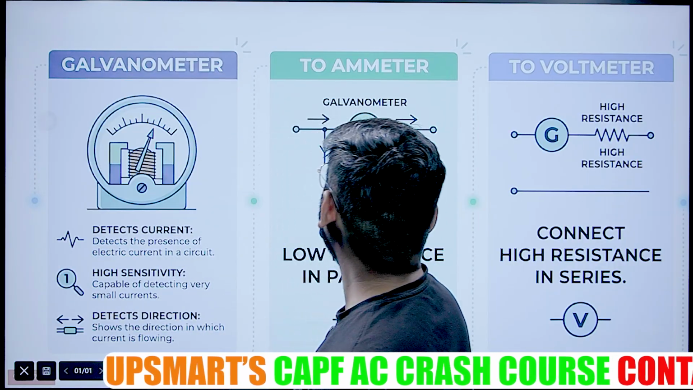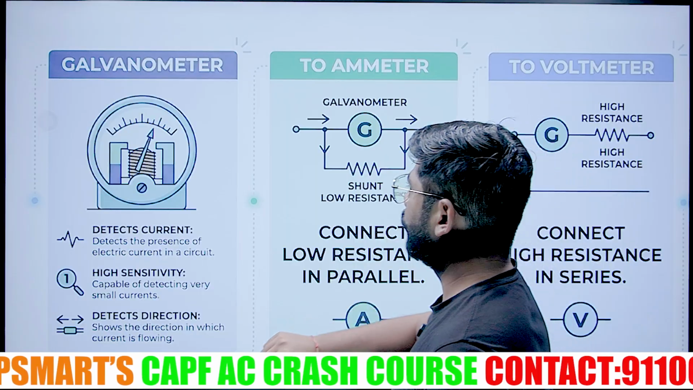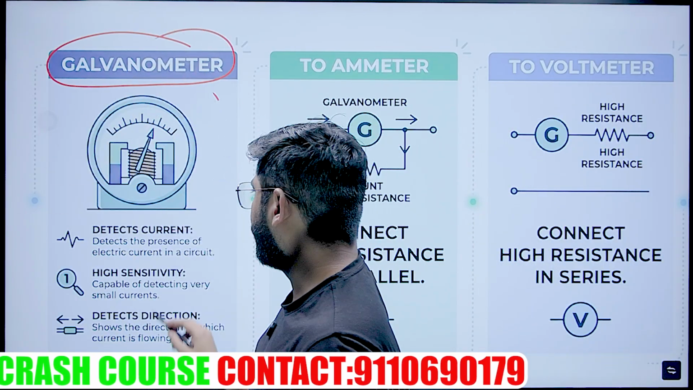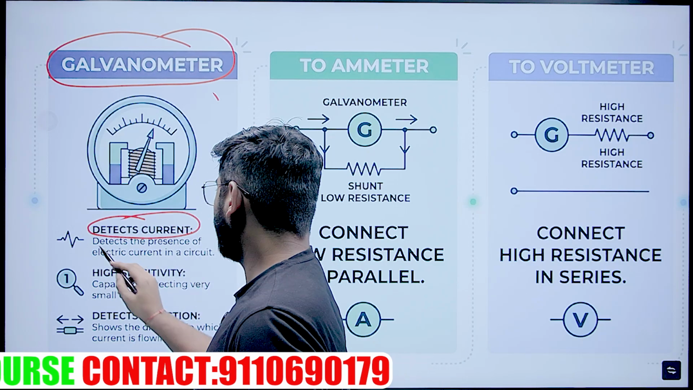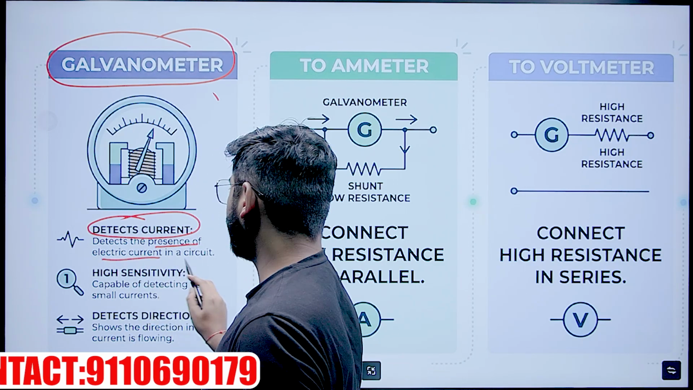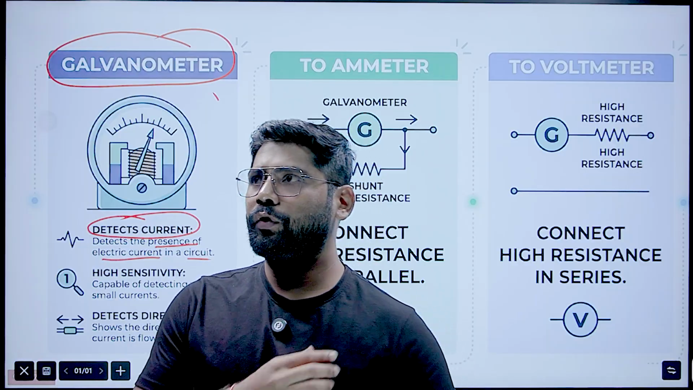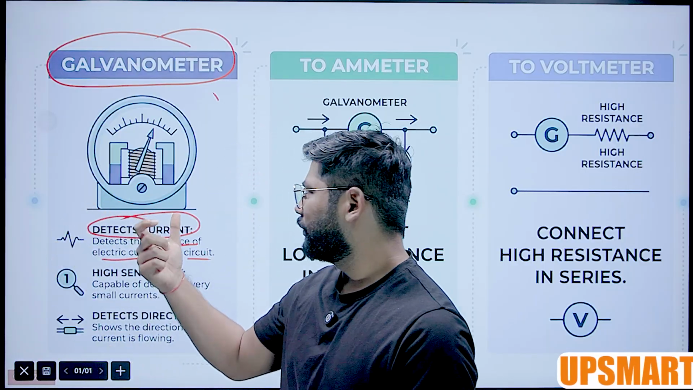Next, the galvanometer, related to the ammeter and the voltmeter. What does this galvanometer do? It detects the current. It detects whether there is a presence of electric current in a circuit or not.